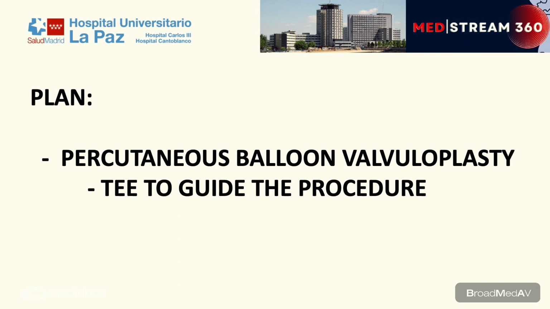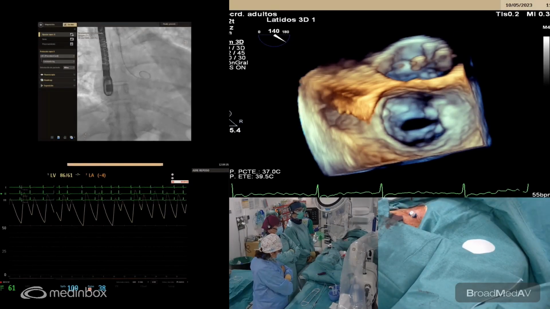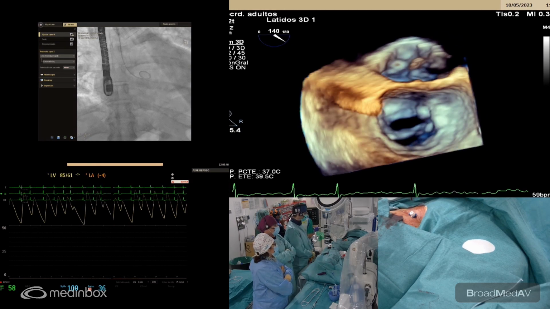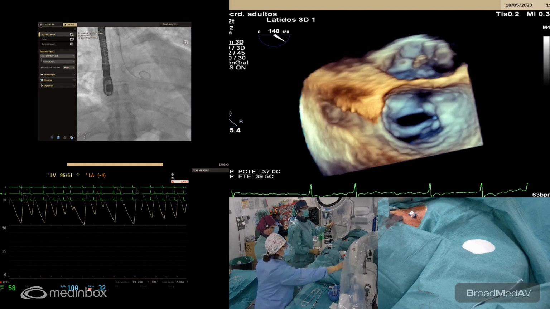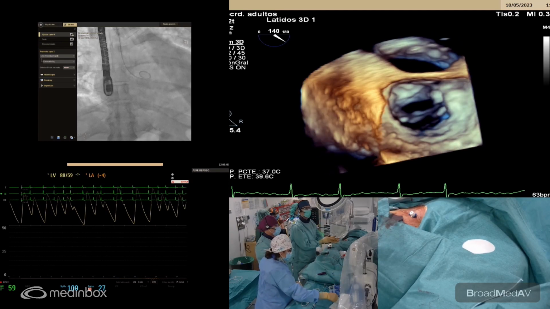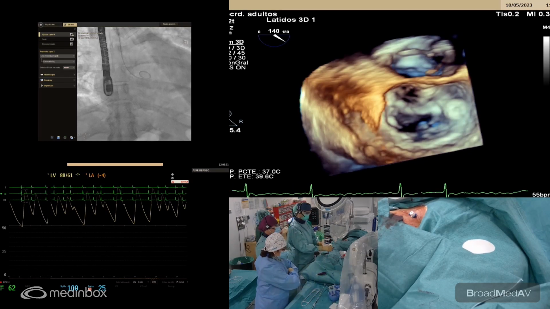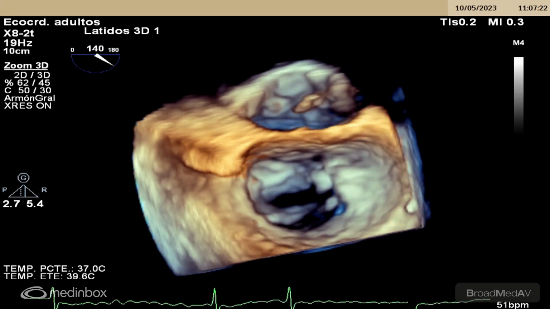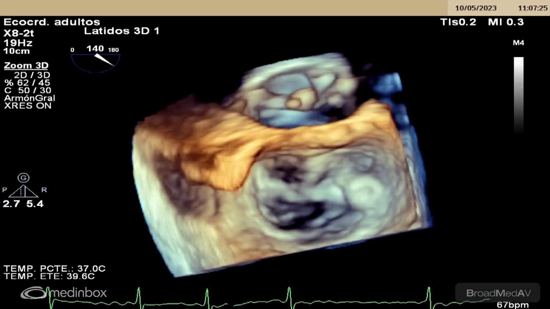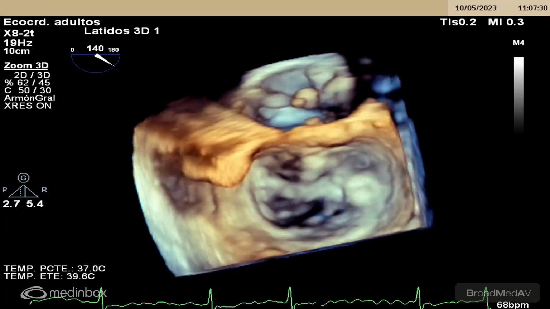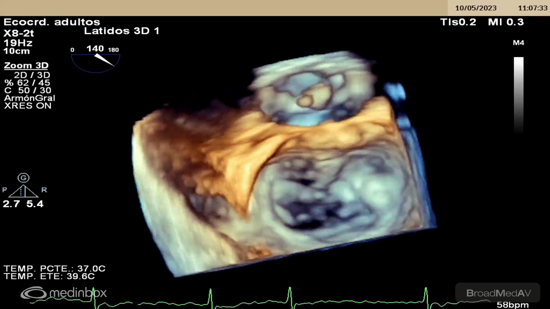So first thing you need to check is that it's a rheumatic disease with commissural fusion. I mean, the objective of the valvuloplasty is to open the commissures. So if you don't have a commissural fusion, you're not going to open the commissures and you're going to break the valve. Okay, so you can see here an en-face view of the mitral valve from the left atrium. This is known as the surgical view, and you can see this fish mouth opening of the mitral valve. And you can see that both commissures are fused. So the morphology of the valve is fine.